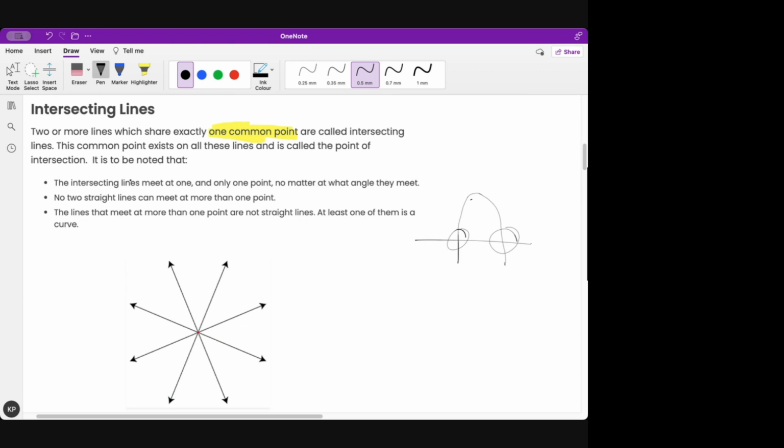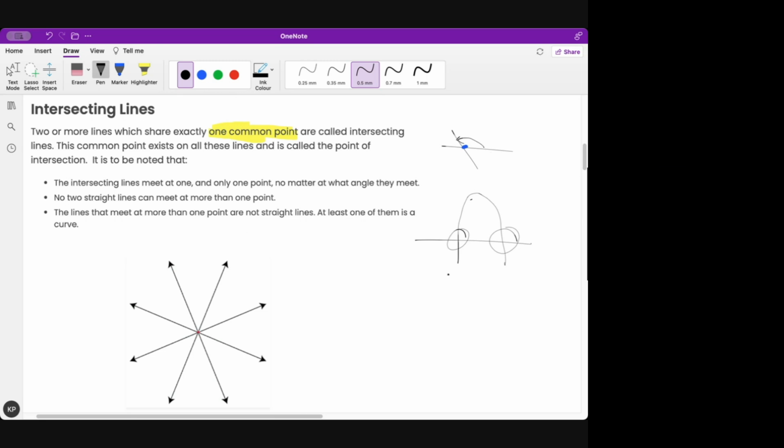Take note of the following. The intersecting lines meet at one and only one point, no matter the angle. So even if you have intersecting lines like those that make an obtuse angle over there, there is never a point where these two lines are going to cross again. There is only one intersecting point, which is there, the intersection, and there will not be another one.